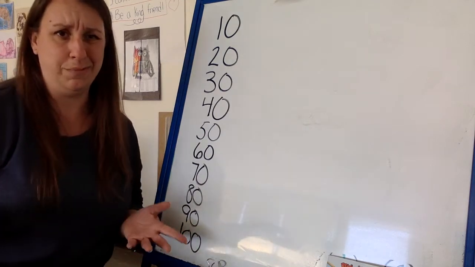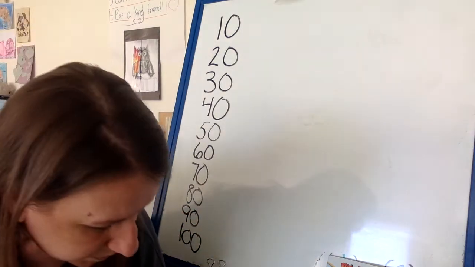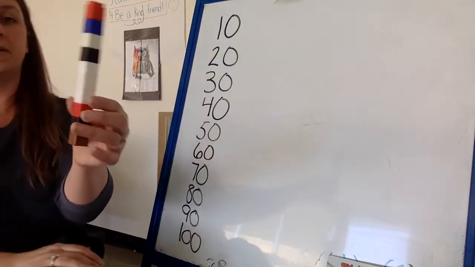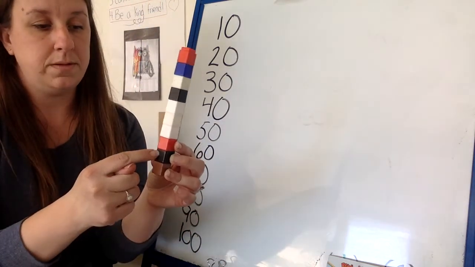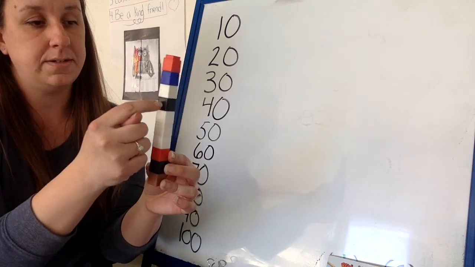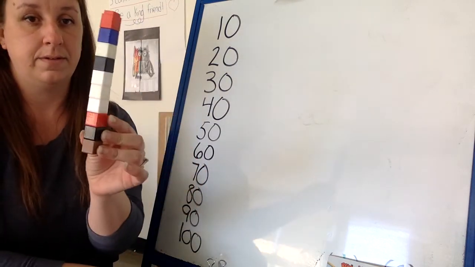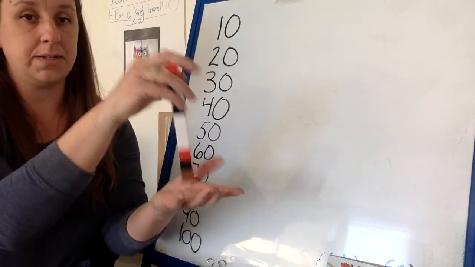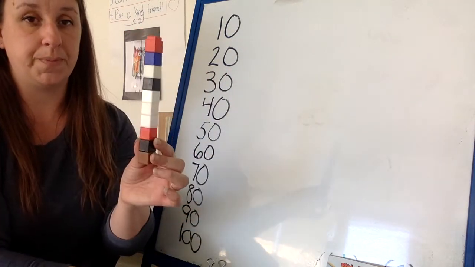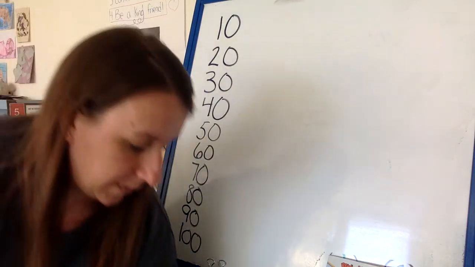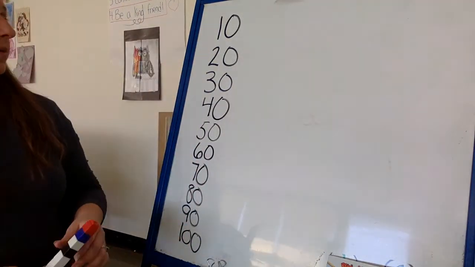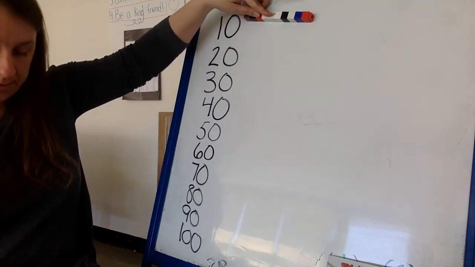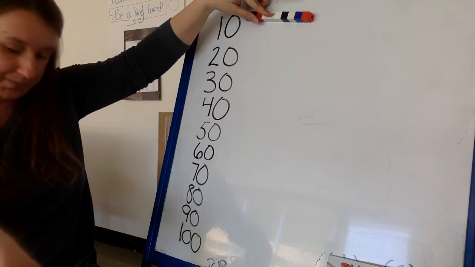Now you might be saying, what do you mean by groups of 10? All right, so this is a group of 10. 1, 2, 3, 4, 5, 6, 7, 8, 9, 10. That is one group of 10. I've got them all stuck together, so they're a nice group, okay? You don't have to stick them all together. So that would go here, right? One group of 10 is just a 10.